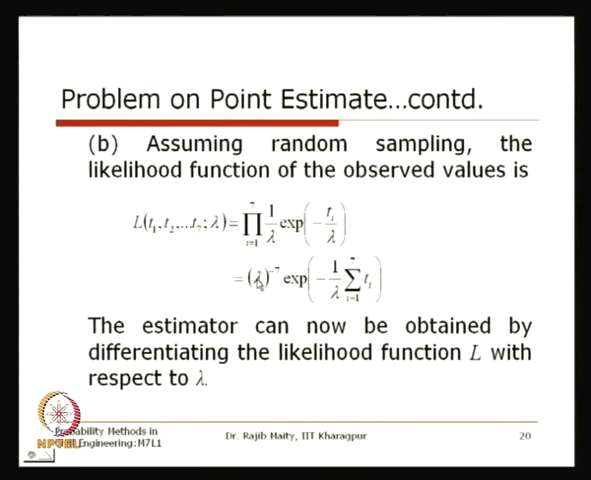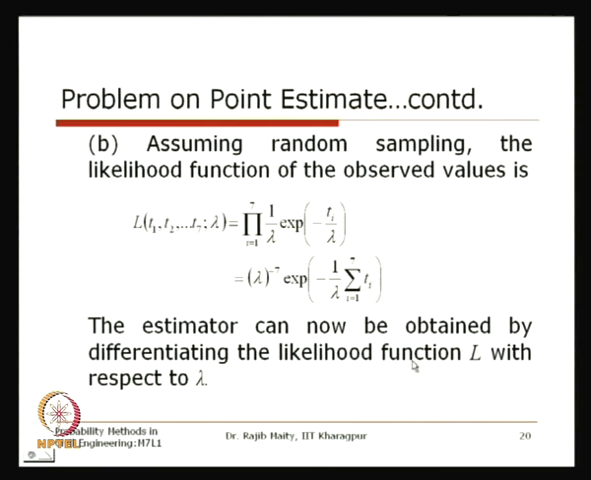And the other one is the use of the maximum likelihood function. Assuming random sampling, we first get the likelihood function of the observed values, that is t1, t2, t3 up to t7. So we take all these samples, each giving 1 by lambda e power minus ti by lambda, and we multiply them with each other. So we get lambda power minus 7 times the exponential of the sum.